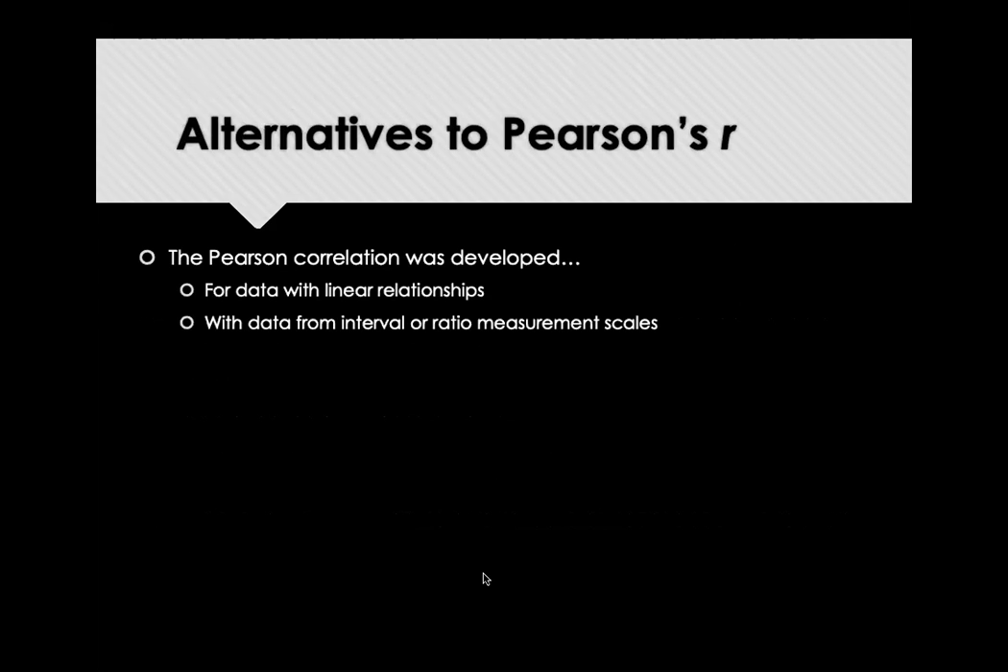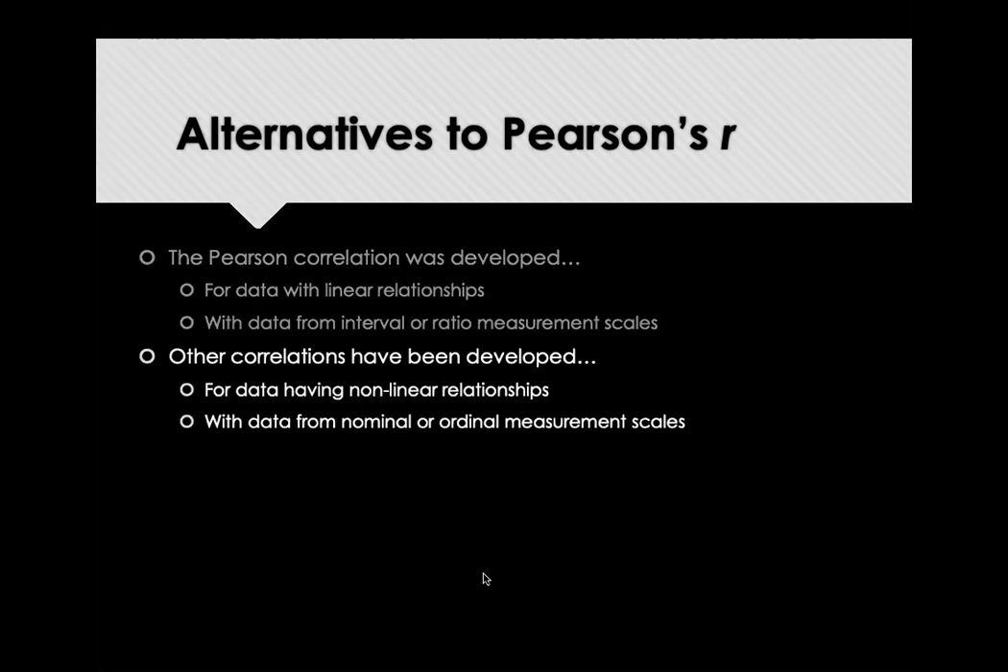Okay, alternatives to Pearson's r. So remember, one of our objectives was to talk about alternatives. The Pearson correlation, again, was developed for data with linear relationships. If it's a curvilinear or some other kind of relationship, you cannot really use Pearson's r. And remember that Pearson correlation was also only to be used with data from interval or ratio measurement scales. They have developed other correlation measures for data with nonlinear relationships or data from nominal or ordinal measurement scales.